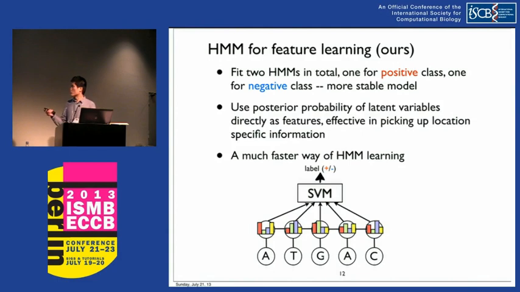Here is the illustration of our model. At the bottom, there's the observation sequence, and the color bars are the posterior distribution of the hidden variables, which are used as features and fed into a classifier.